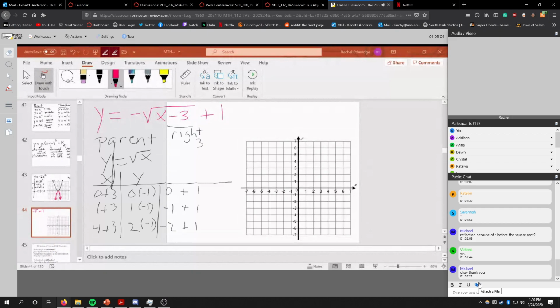So do y'all see what I'm doing there? Does that make any sense? So my ordered pairs for my translated graph are 3, 1, 4, 0, and 7, -1.